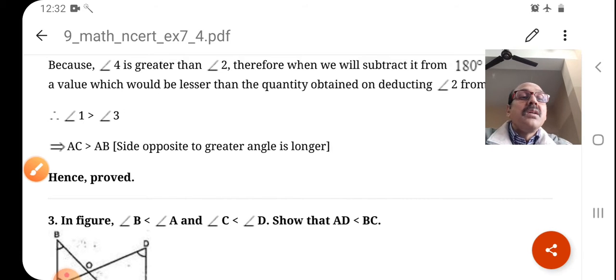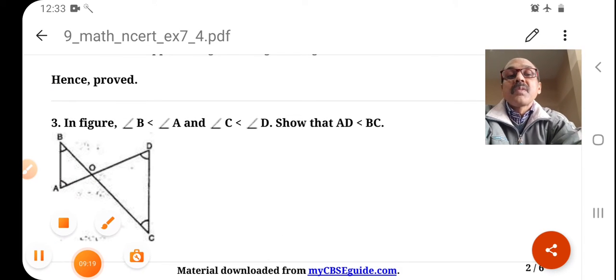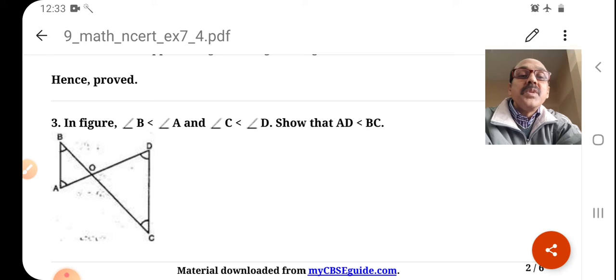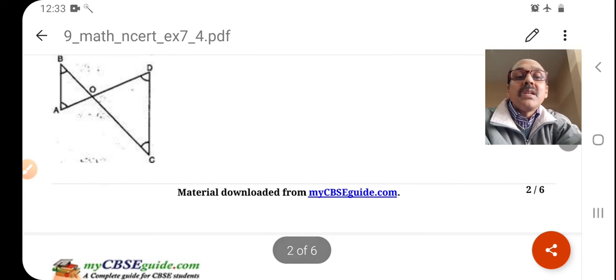Next question, question number 3. In the figure, angle B is less than angle A and angle C is less than angle D. That means angle A is greater than angle B and angle D is greater than angle C. Show that AD is less than BC. This is our question and this is the figure.